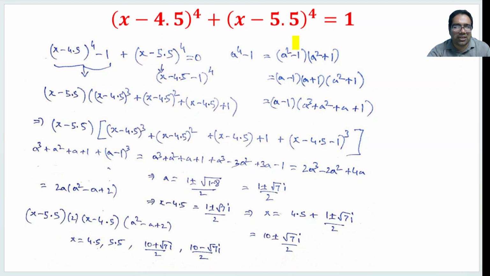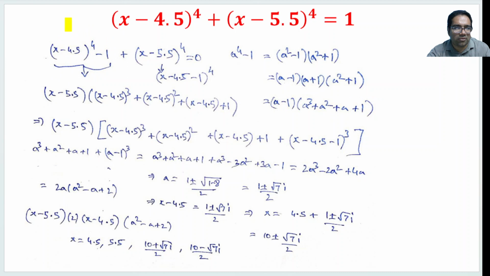Now again a square minus 1 becomes (a - 1)(a + 1). Now (a + 1)(a^2 + 1) becomes a cube plus a square plus a plus 1. So this a power 4 minus 1 becomes (a - 1) times (a^3 + a^2 + a + 1). Right?